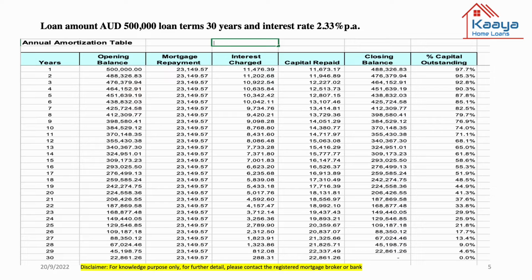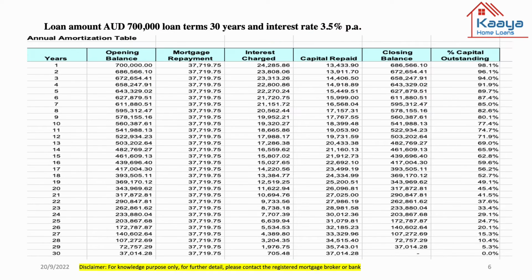Now this is a different example. The interest rate was the same 2.33% compared to the previous example. But if the loan amount is 500,000, then the repayment will be low because the loan amount is less, interest is low, and capital repayment is also low. This is just an example of what will happen if your loan amount is low compared to the previous amount with the same interest rate.